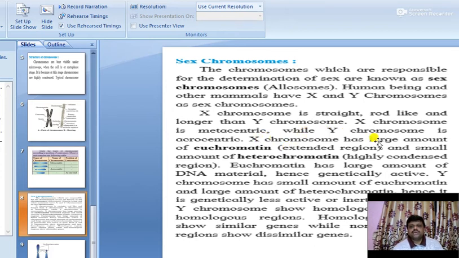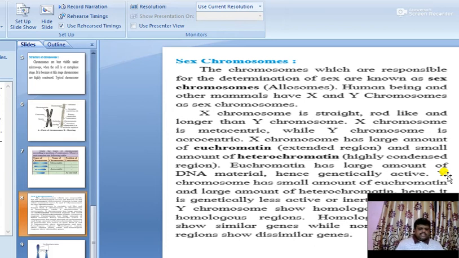The X chromosome has a large amount of euchromatin, which is an extended region, and a small amount of heterochromatin, that is a highly condensed region. Euchromatin has a large amount of DNA material, hence genetically this X chromosome is active. So the X chromosome is the active chromosome due to the presence of a large amount of DNA material as compared to the Y chromosome. The Y chromosome contains less DNA, so the Y chromosome is less active as compared to the X chromosome.